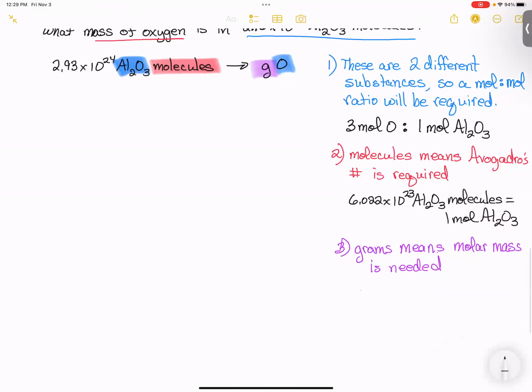According to the periodic table I have here, again, I'm using a different one than what's on the board, 16.00 grams of oxygen is equal to 1 mole of oxygen. You always have to use whatever periodic table you're given.